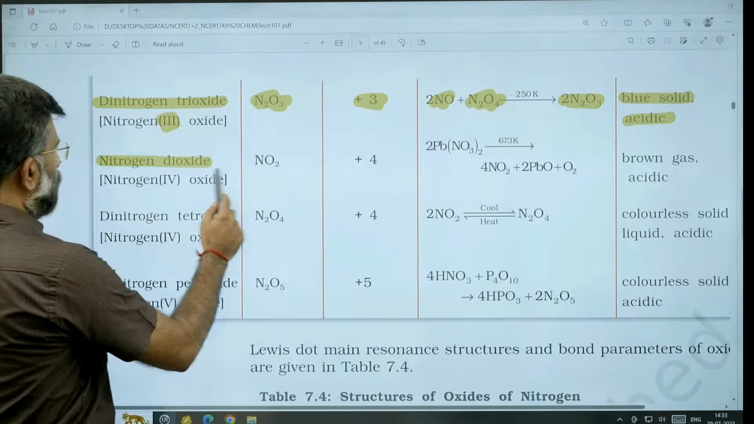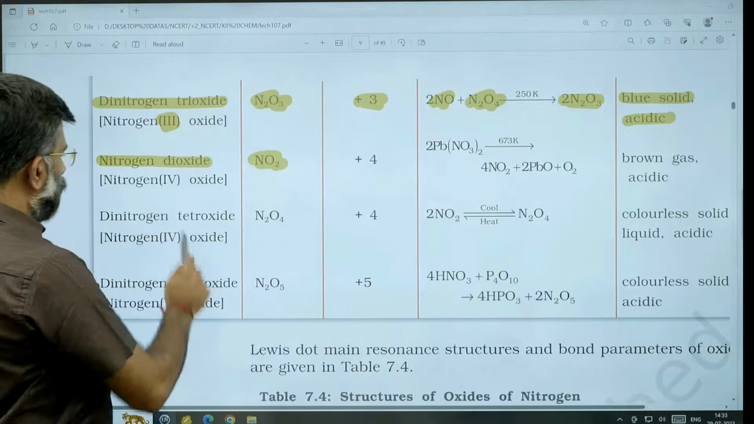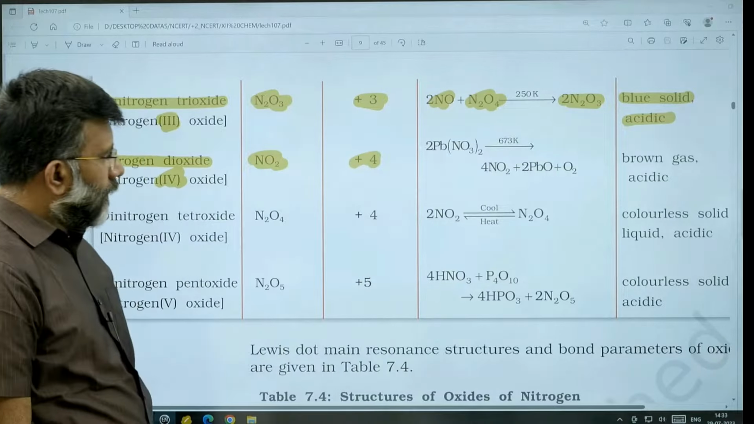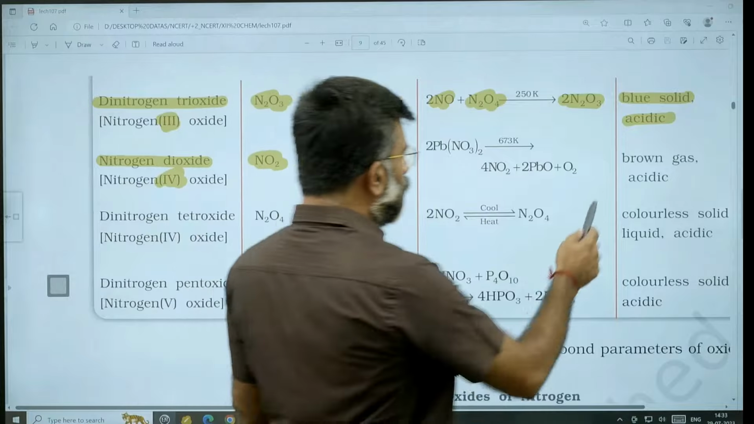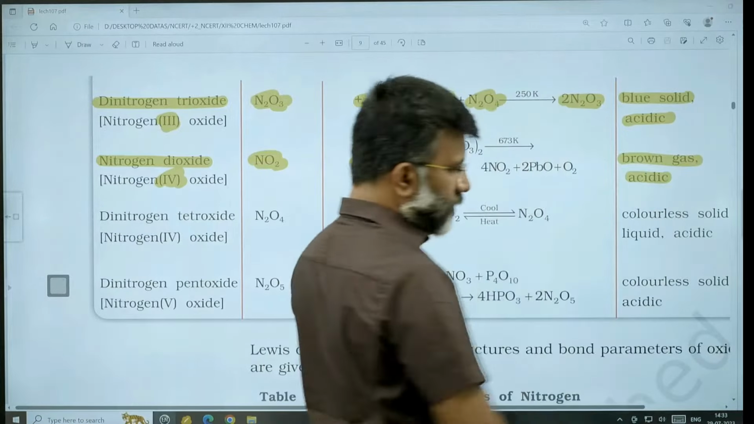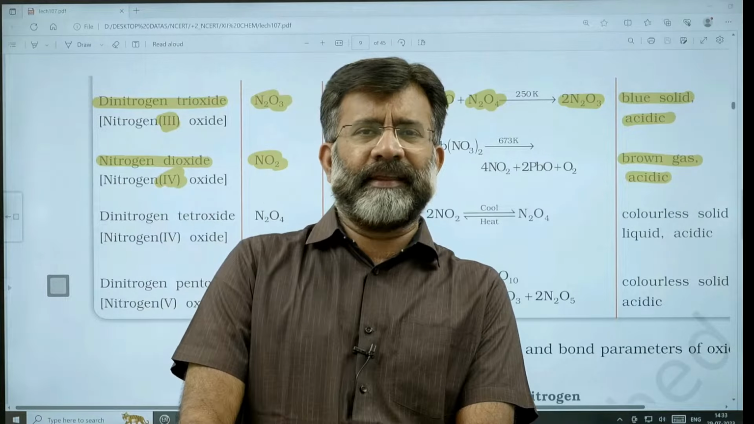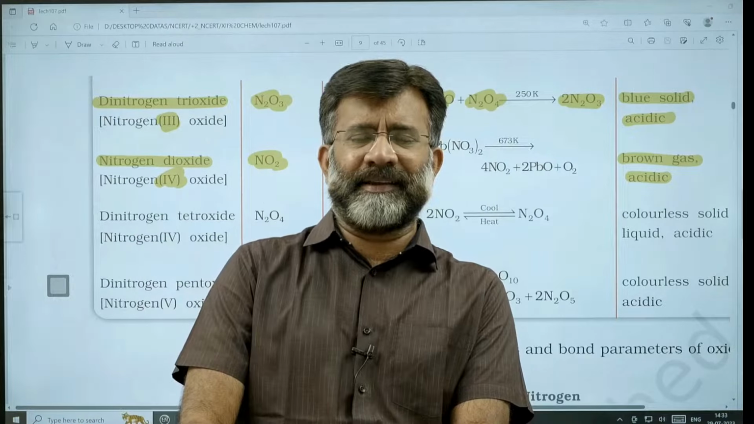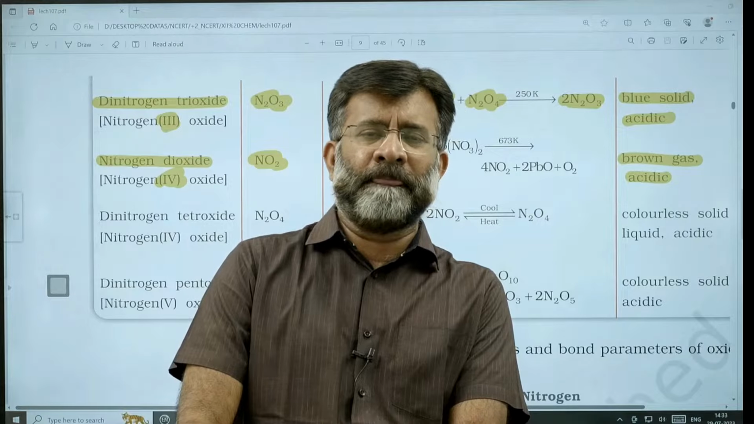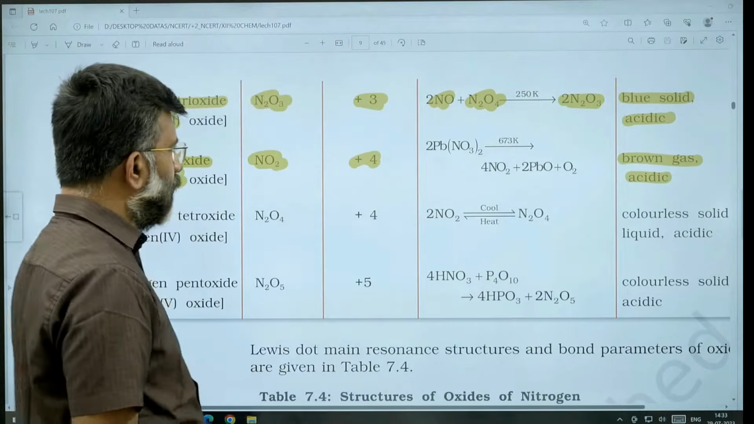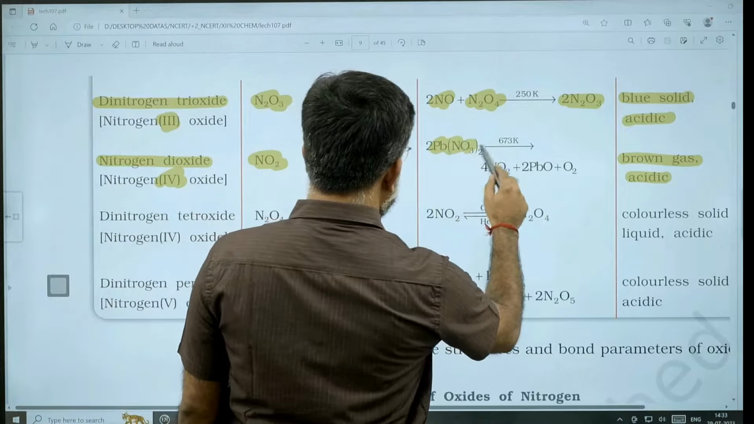Next is nitrogen dioxide, NO2, nitrogen 4 oxide. Nitrogen dioxide is a brown colored gas, acidic in nature. It has a single electron present in it, and hence it is paramagnetic in nature. It is an odd electron system and it is colored in nature, right? Brown colored gas obtained by heating heavy metal nitrate.